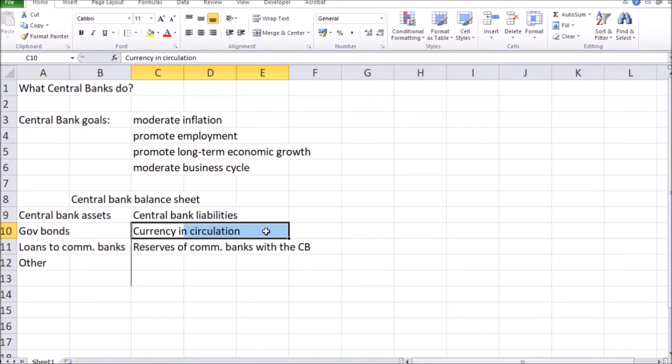And another liability that central banks have on their balance sheet is the reserves of commercial banks, is the money basically of commercial banks that the commercial banks hold with the central bank. According to the regulation in most countries of the world, basically, commercial banks must keep at least some part of their assets, some part of their reserves with the central bank. And that is, of course, a liability for that central bank.